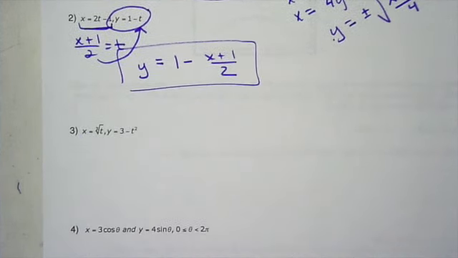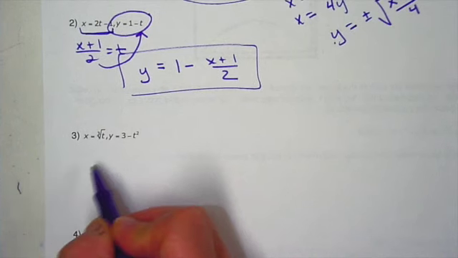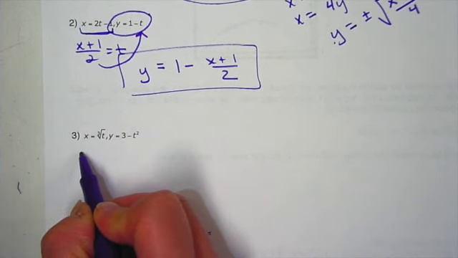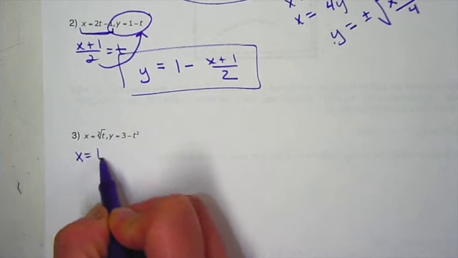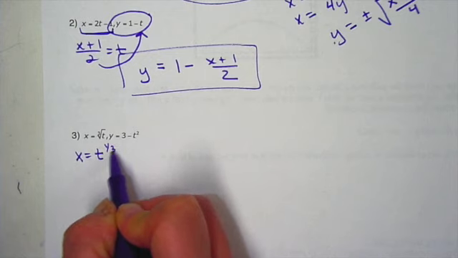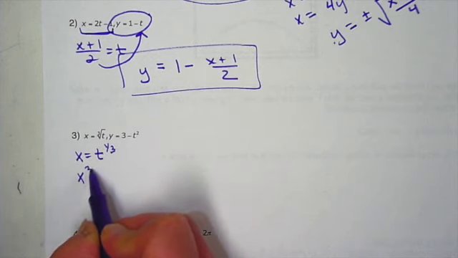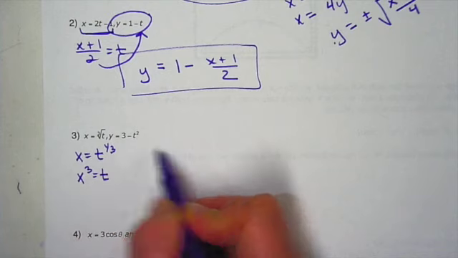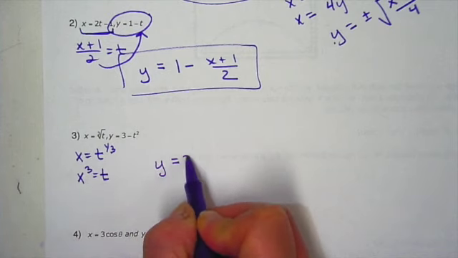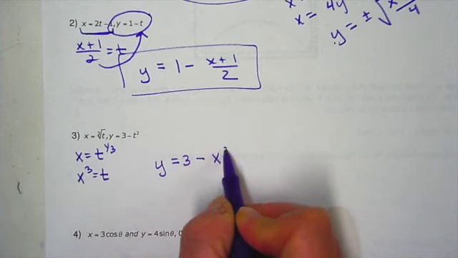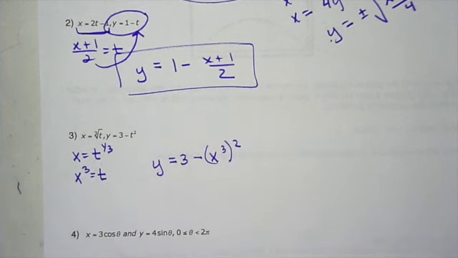Okay, next one. Same thing. So this is really x equals t to the 1/3. So really x cubed would really be t. So if I plug it in here, I have y equals 3 minus x cubed and then squared. And obviously I can simplify that if I want.